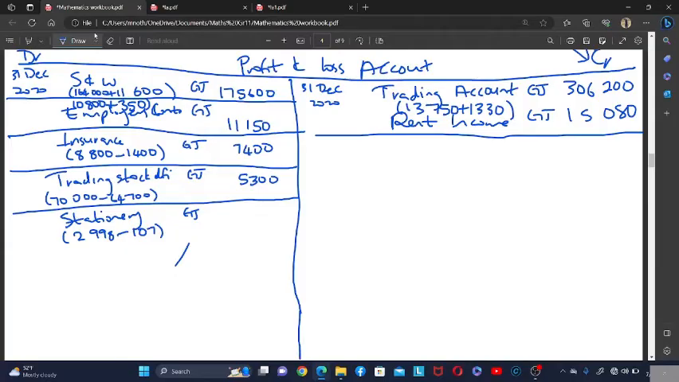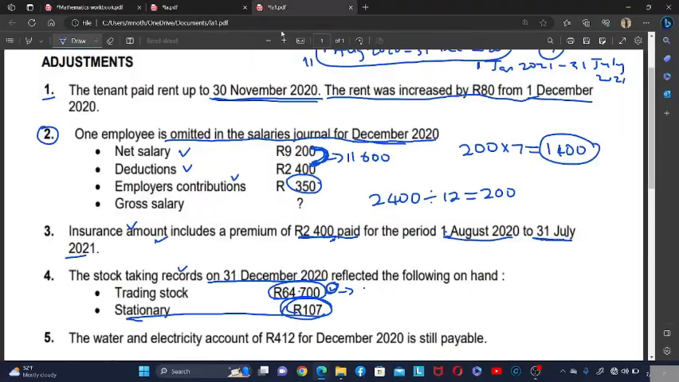So this is going to give us 2,891. Number 5, water and electricity account of 412 for December is still payable. Okay, so meaning that it still needs to be paid. So this means that it is still payable.